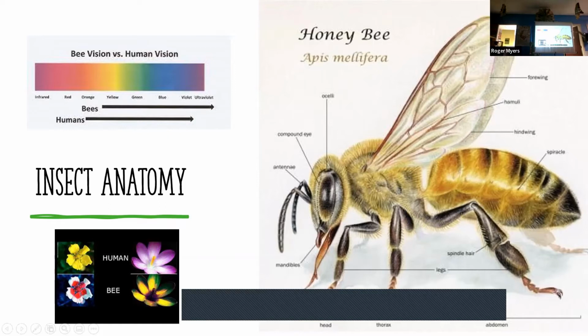So when they're in the hive, they use pheromones and smell for communication. They also don't have ears, but they can feel vibration. So a lot of times they'll communicate by a waggle dance, and that will be vibration and touch. Also on the head, you have mandibles.